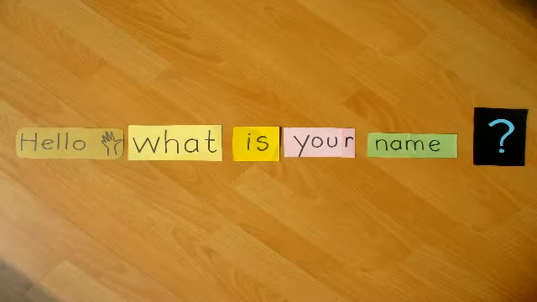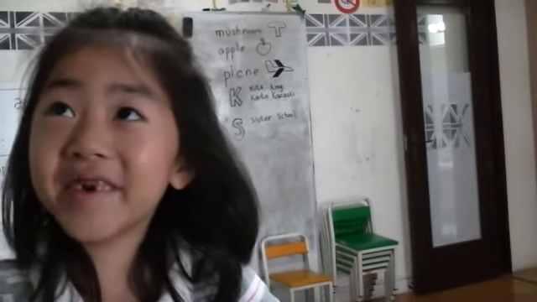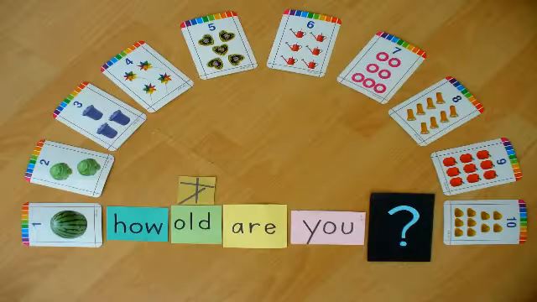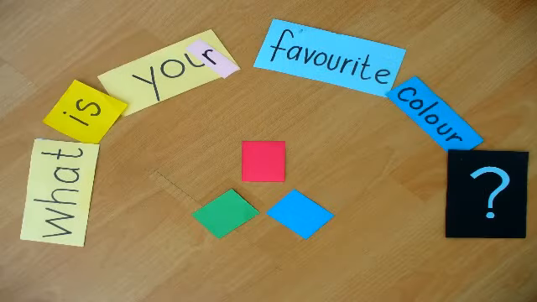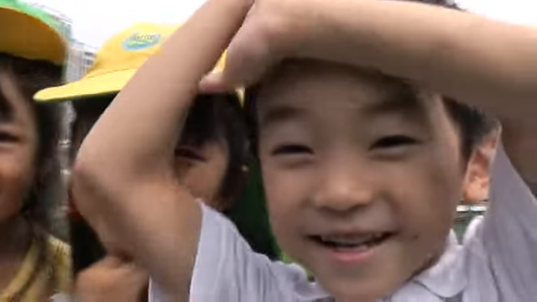Introductions. Hello, what is your name? Hello, my name is Hugo. Where do you come from? I'm from Japan. How old are you? Six. What is your favorite color? My name is Marina. I'm 6 years old. My name is Cecilia. My name is Sonaga.